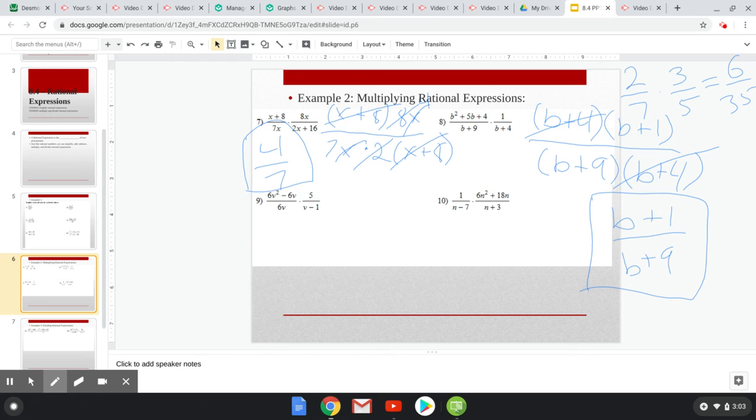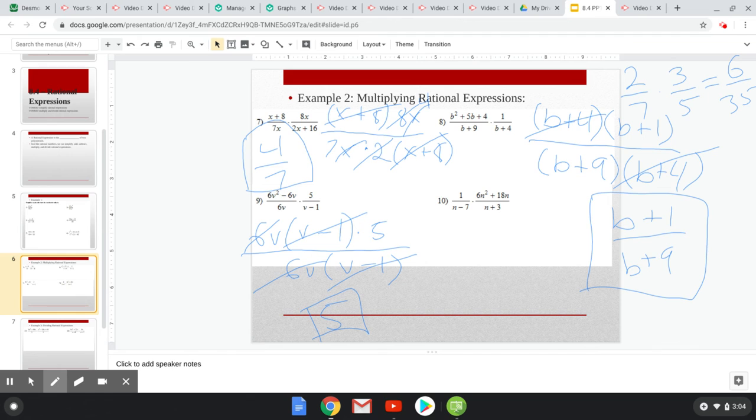Okay, so continuing with number 9, again, we're going to factor our numerator and multiply across. So we're going to pull out a 6v in the numerator. So we get v minus 1 times 5 over 6v times v minus 1. So v minus 1s cancel, 6v's cancel, and the answer is just 5.